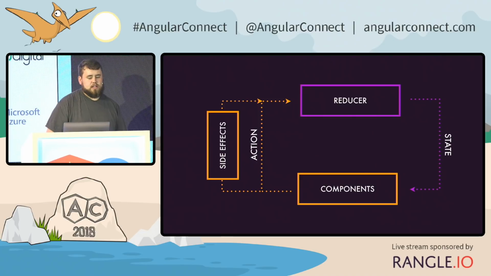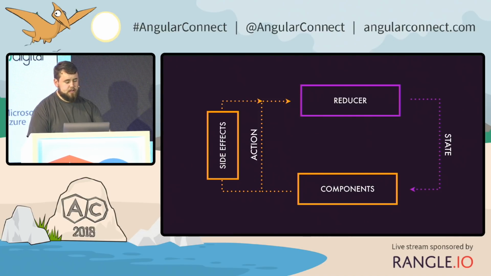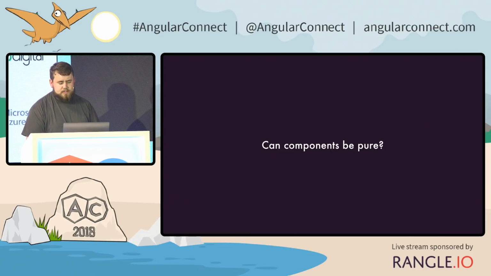These are long-running processes built using observables that run independently of your component tree. They can listen for actions, but don't necessarily have to do anything about that, and trigger some kind of side effect, optionally yielding new state or actions back to the store. This keeps our reducers pure, but can we write components in a pure way?